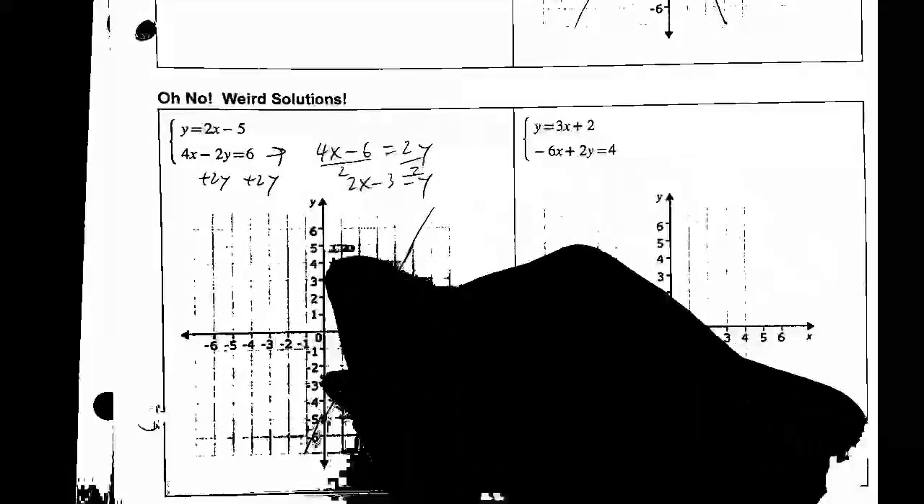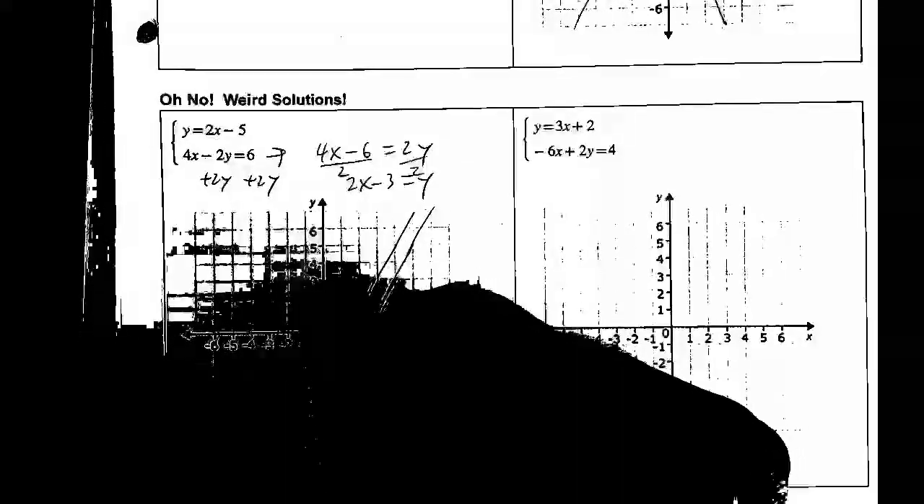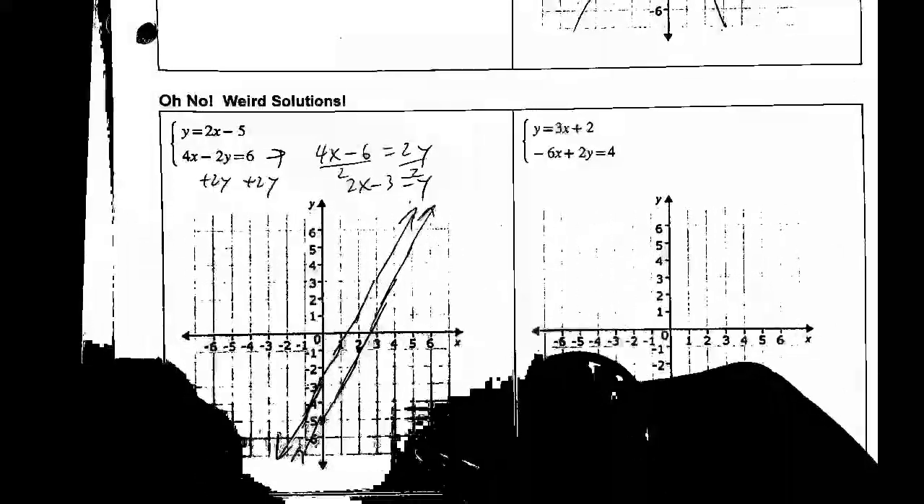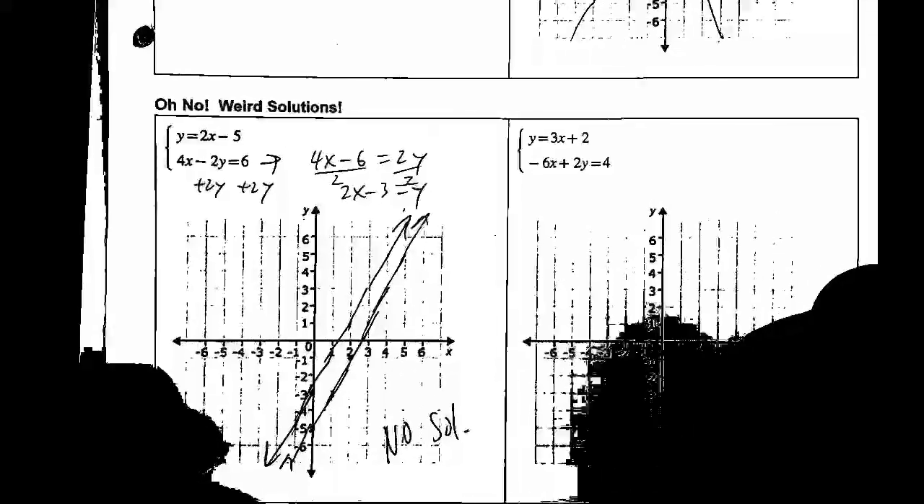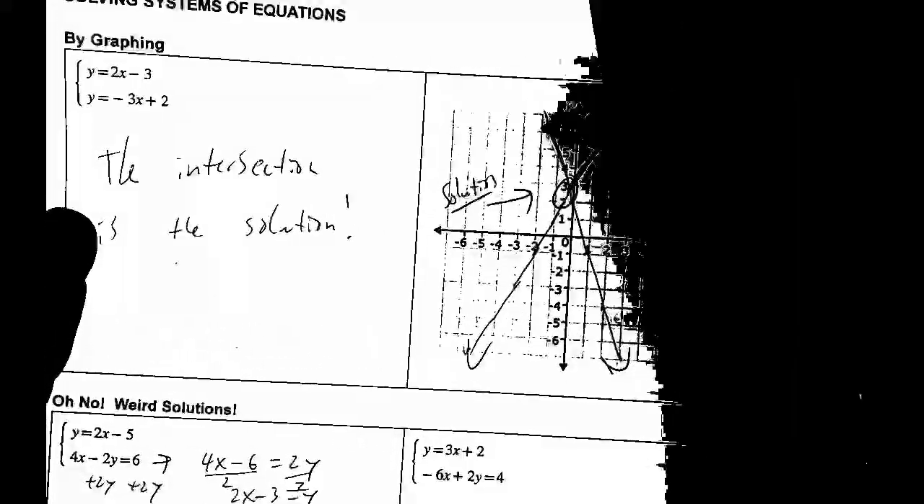So we're here. What do we have? We have a pair of parallel lines. So these are parallel. Right, they're never going to touch. So this is no solution because they never touch. Okay, I need to keep putting my arrows on.